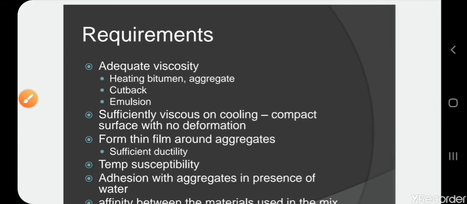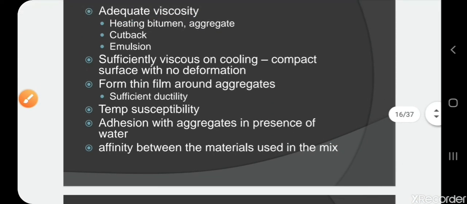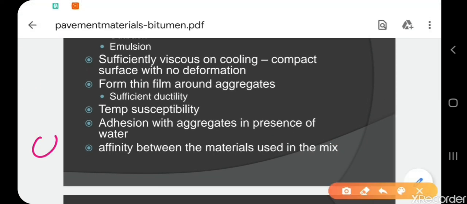Requirements. What are the requirements? Adequate viscosity. This should be the most important requirement for the bitumen. And the next, heating of bitumen, aggregates, cutback, emulsions. Sufficient viscosity on cooling, a compact surface with no deformation. Next is to form a thin film around aggregates. Over the aggregates, it should form a small thin film.